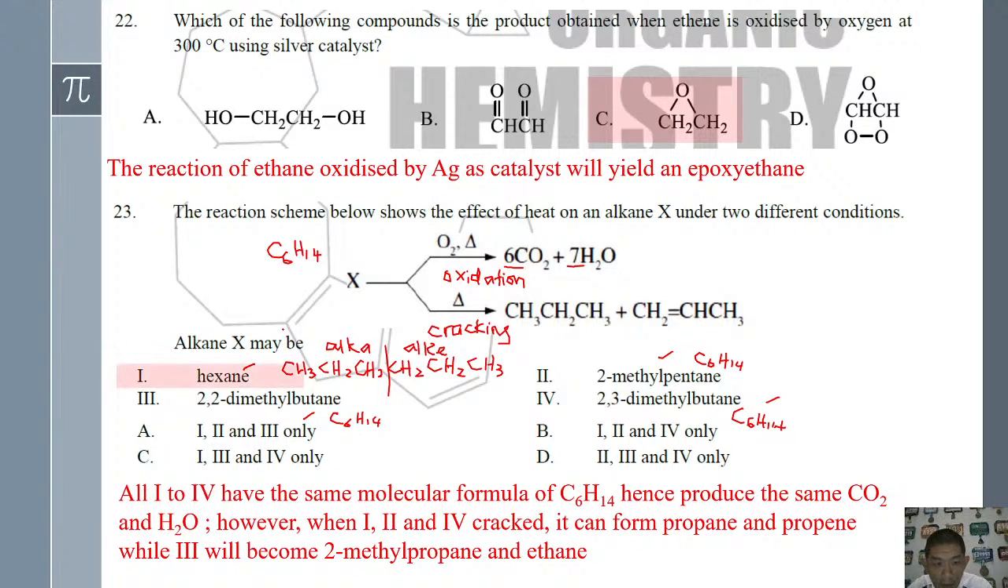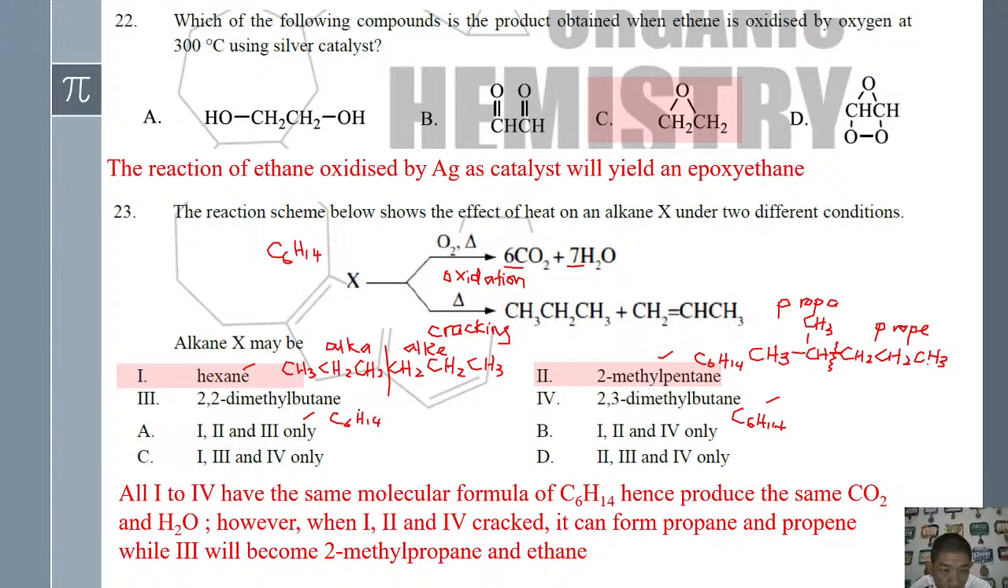As for number 2, what happens when you break 2-methylpentane? So this is the structure of 2-methylpentane. Let's see, CH2, CH2, CH2. Now if you break from here, so here you can also form propane, and here you can form propene. So number 2 is also correct.